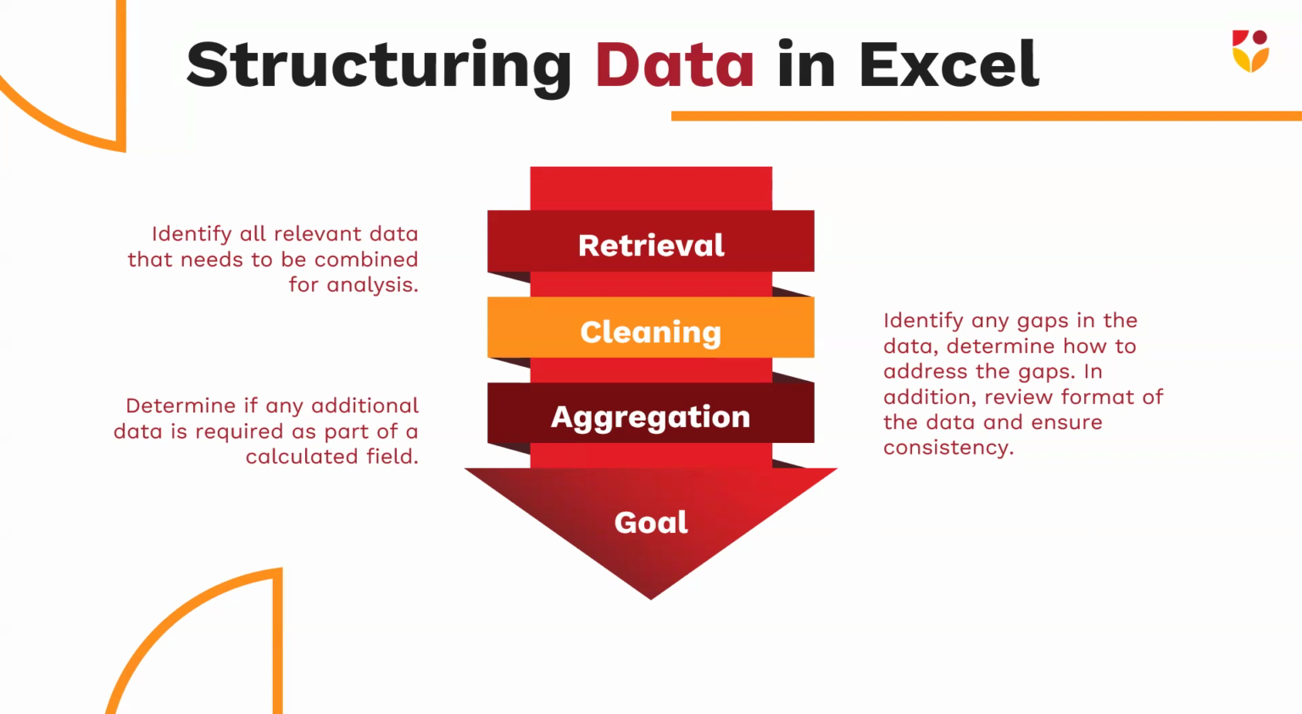Then aggregation. Before you can reach your goal, you need to aggregate your data. This means combining data from different sources, which might involve summarizing or compiling data into a more usable format. Cleaning. Once the data is aggregated, the next step is to clean it. This involves removing or correcting any inaccuracies, inconsistencies, or incomplete information in your dataset. Data cleaning is critical to ensure the validity of your analysis.